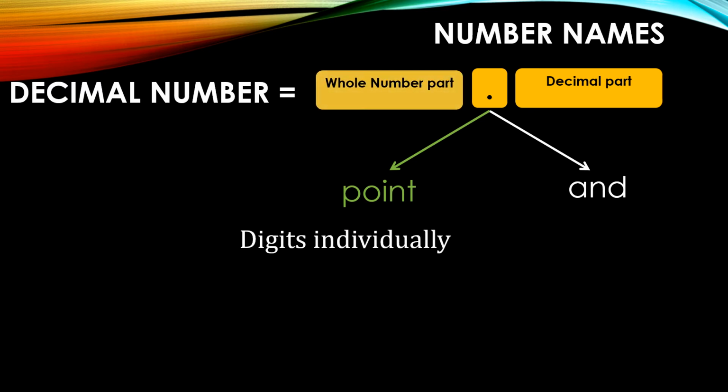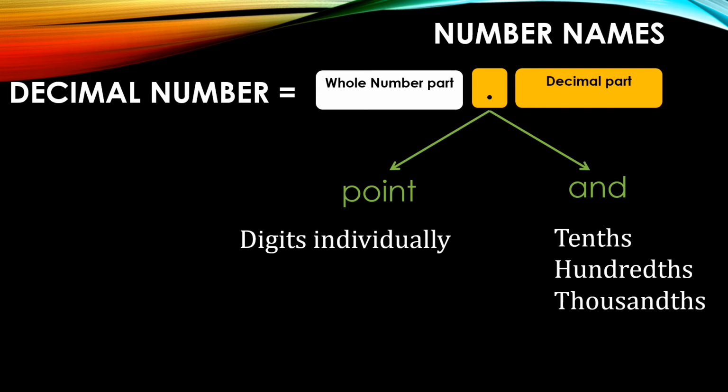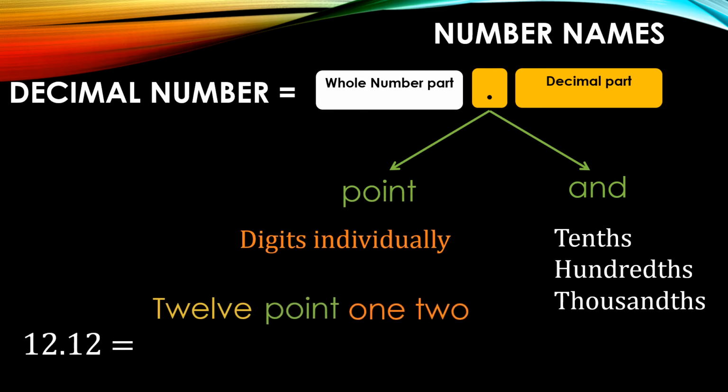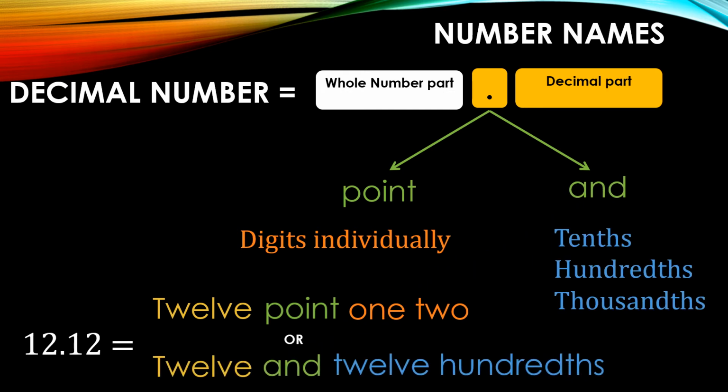Now in the second way, let's see how to read with and. Here also read the whole number part as it is. Then read and. After and, we read the decimal part as tenths, hundredths or thousandths. See the example. By the first way, we read it as 12.12. By the second way, we read it as 12 and 12 hundredths.